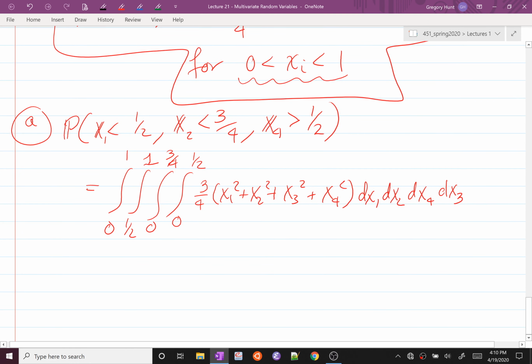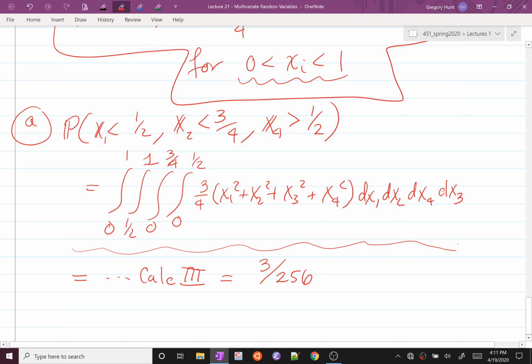At this point, it's just going to be a calculus problem, and I'll give you the answer. I'll say calc 3. It's not a particularly hard calc 3 problem, since you can break out this integral. You'll get about 3 over 256. That should be the answer. But at this point, once you set up the problem, you're 90% of the way there. You just have to do the integral.